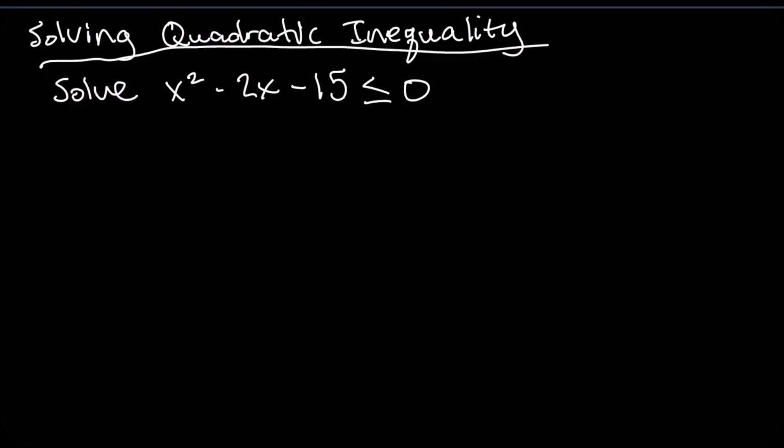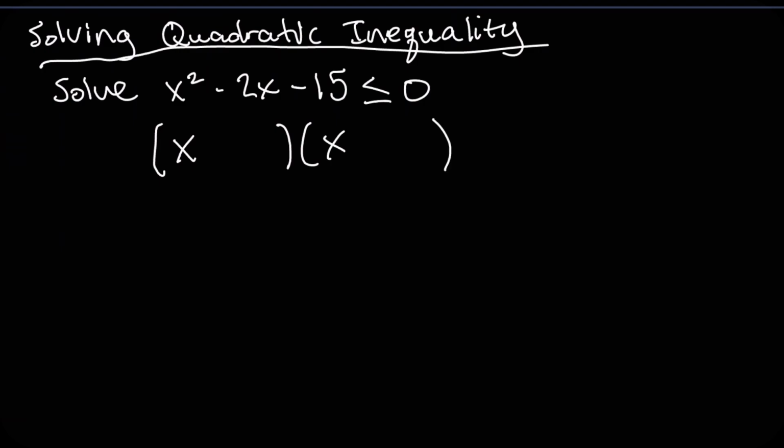Solving a quadratic inequality. So let's see, we have x squared minus 2x minus 15. Let's go ahead and try to solve this. This one looks like we might be able to factor it out. So let's go ahead and try to factor it out.